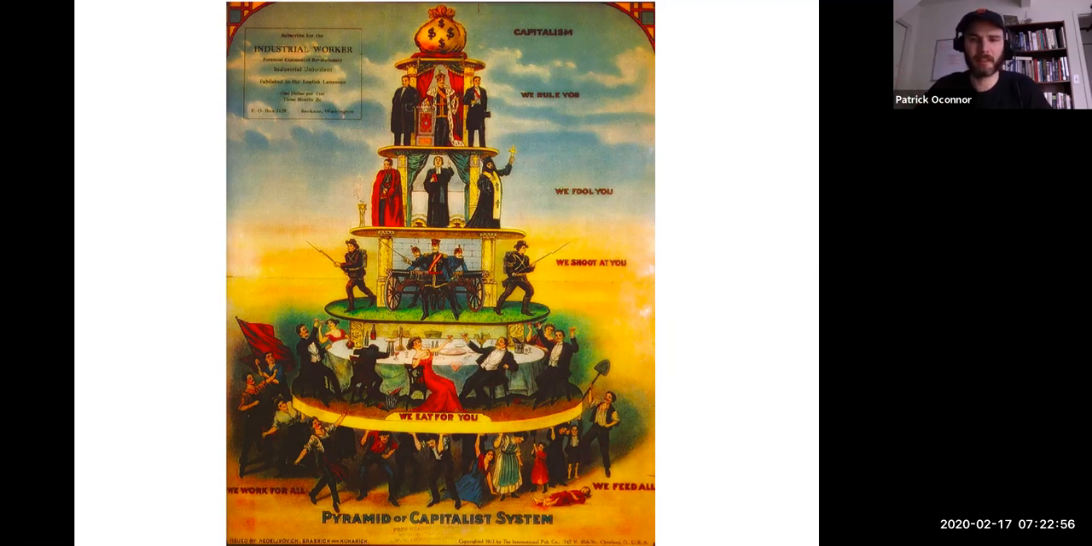This image here, which is actually from 1911, but it sort of captures how Marxists and socialists think about the superstructure, the social relations, right? So as you see at the bottom, we have workers, we have farmers, they're on your right, we feed all. And then you've got industrial workers, we work for all. They're on the far left, and they're holding up the whole society, but they're also crushed by the whole society.